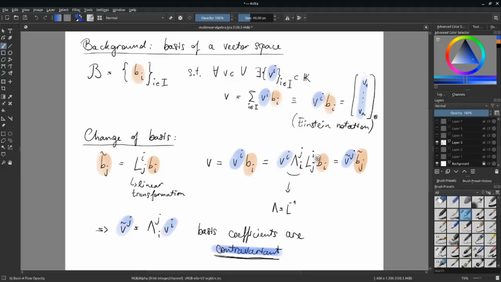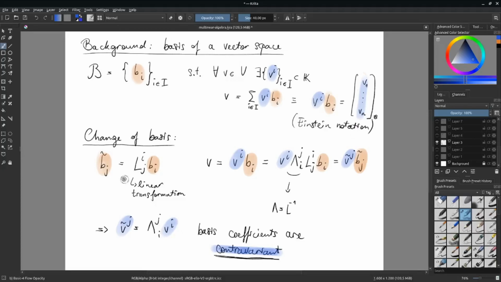But here I'm separating them because I'm using the fact that, by definition, this L_ij b_i term is just my new basis vector b tilde j. And so that means this part here must be the coefficients in my new basis. And so I have that v tilde j is equal to the inverse matrix times my old coefficients.